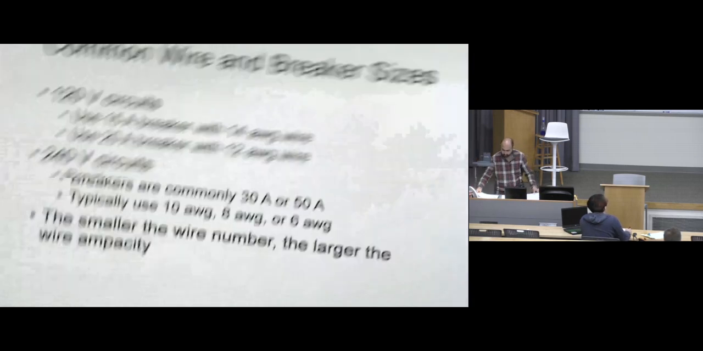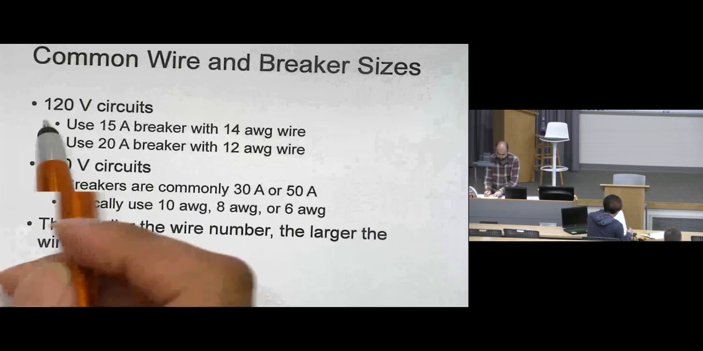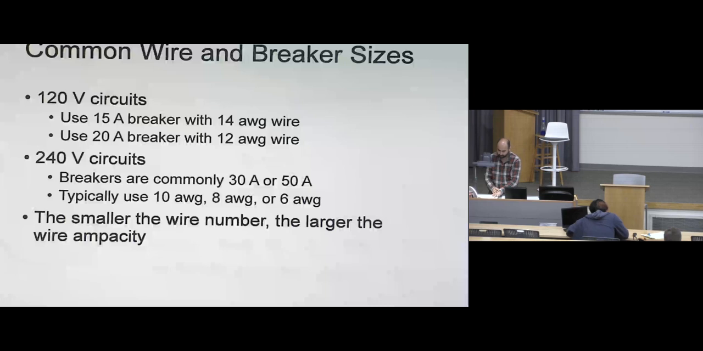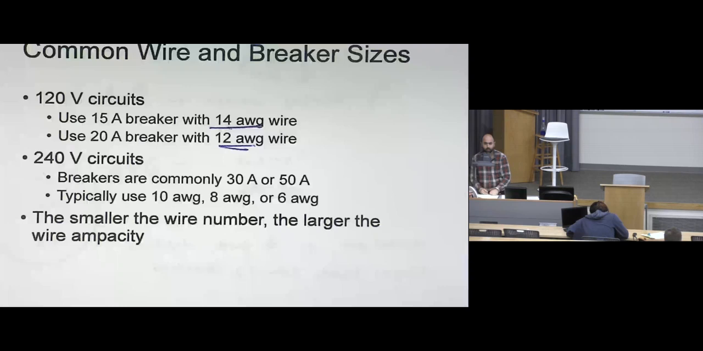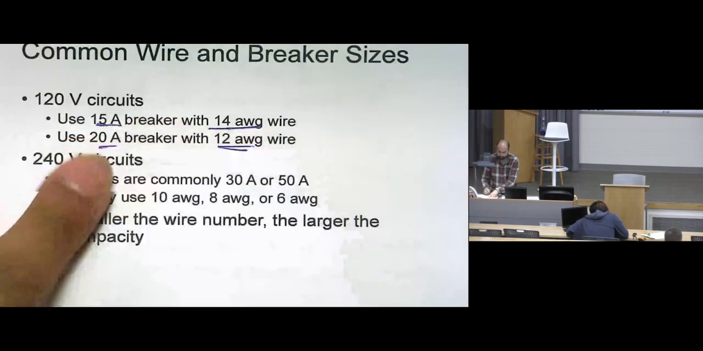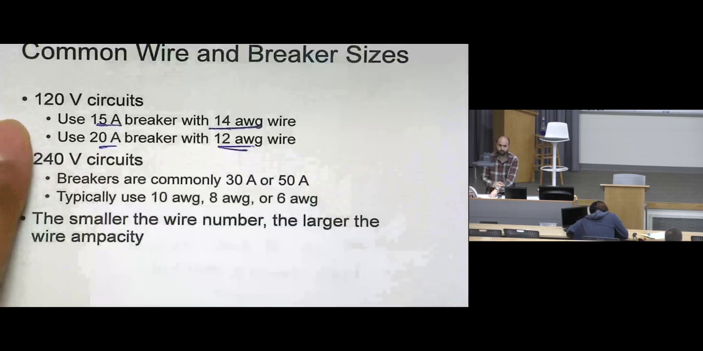Now let's go back to the notes. So we have 120 volt circuit breakers and 240 volt circuit breakers. Most likely for 120 volts, we are using AWG 14 and AWG 12. So we have breakers of 15 amperes and 20 amperes. Why do we have two types? Because it depends on the application.